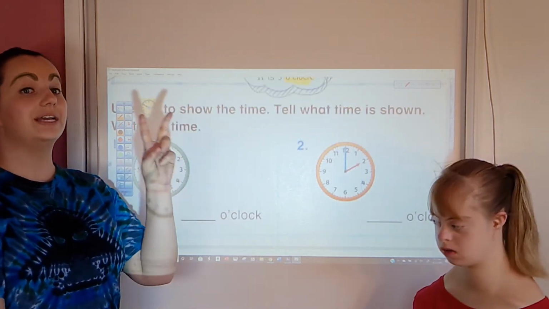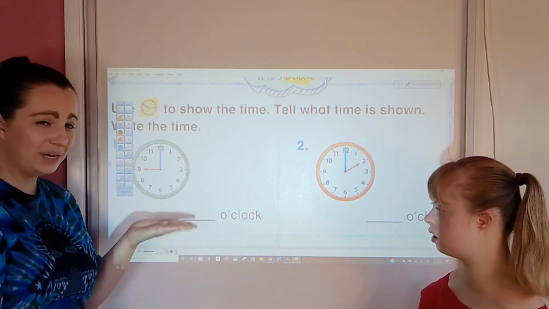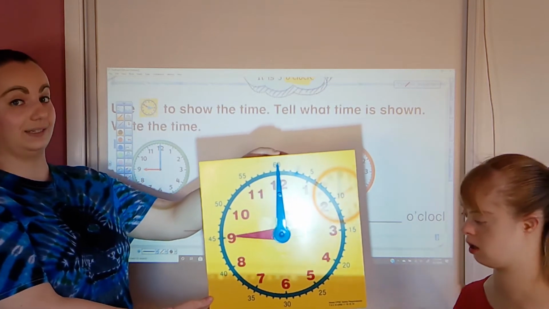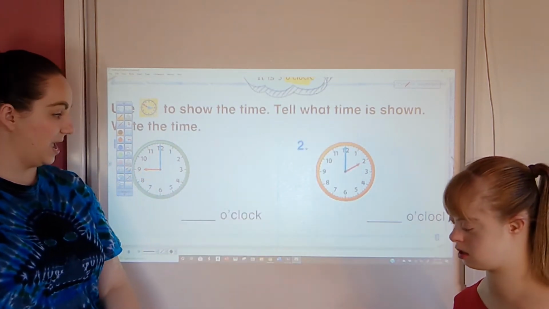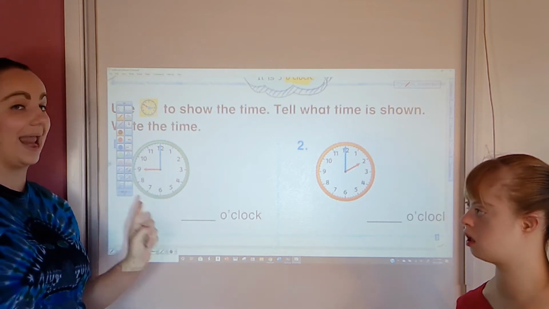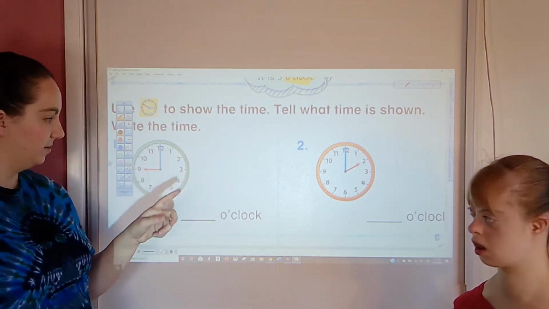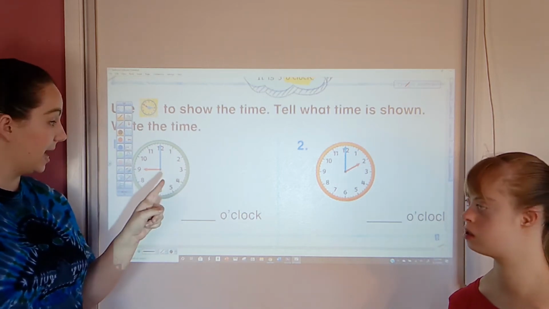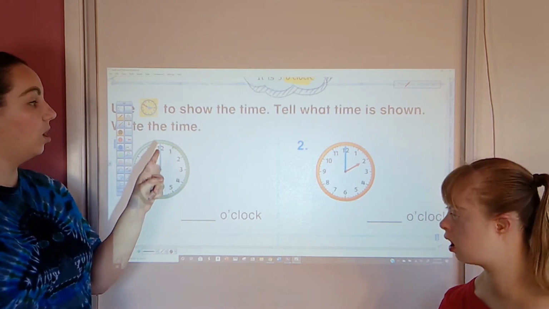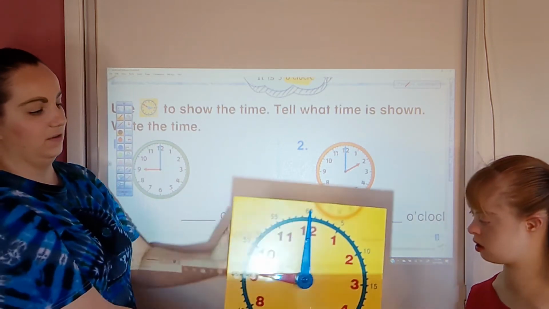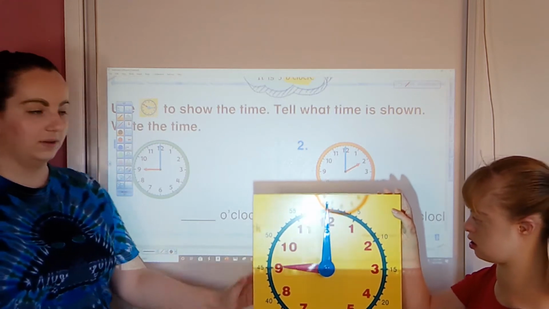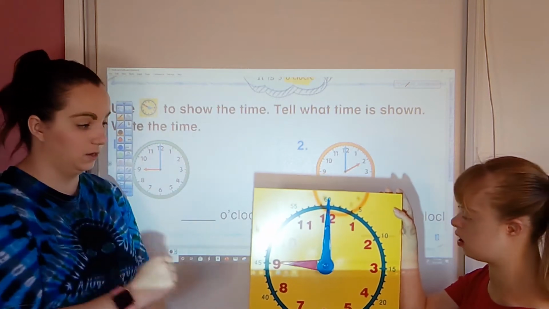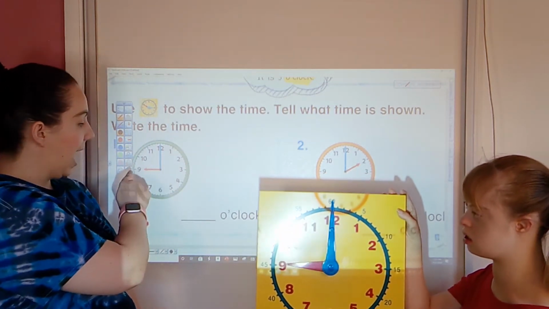Here we are with our next two problems. Hopefully you're able to see it on the screen. And if not, I also put it up here on our big practice clock, okay? Let's go ahead and look at the first analog clock, okay? Let's look very carefully at where the hour hand is pointing and where the long minute hand is pointing. Right here, okay? First, we start by looking at where the short hour hand is. Where is that short hour hand pointing?